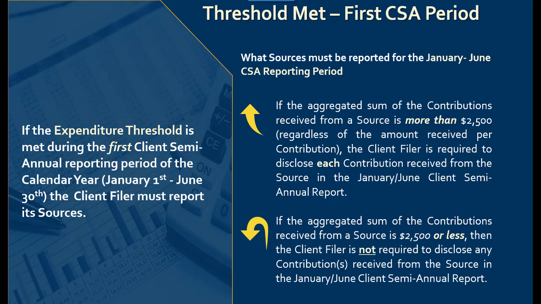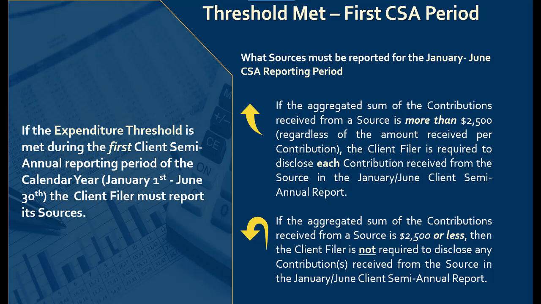Determining that for the first CSA reporting period, which is January to June, is simpler than it may be for the second CSA reporting period that runs from July through December. First, we will look at the January through June CSA reporting period.